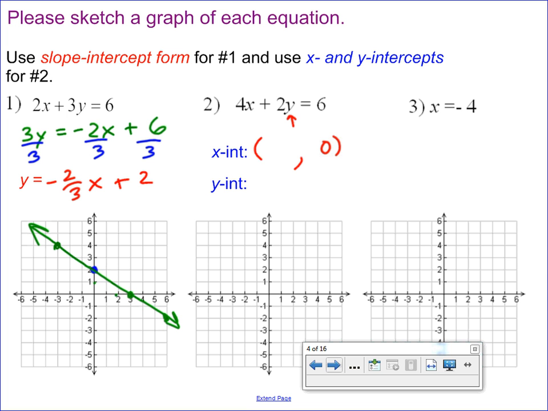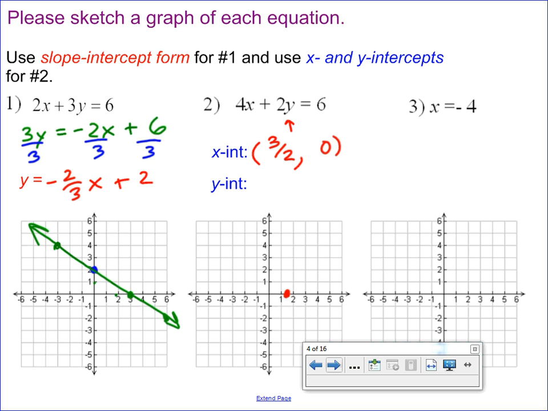So 2 times 0 is 0. So I'm solving the baby equation 4x equals 6. I'll solve that by dividing both sides by 4, and I get 6/4 or 3/2. So it looks like my x-intercept is 3/2 comma 0. That's the same as 1.5 comma 0. My y-intercept will be gained by plugging in 0 not for x. I'm sorry, not for y, but for x. Uh-oh.